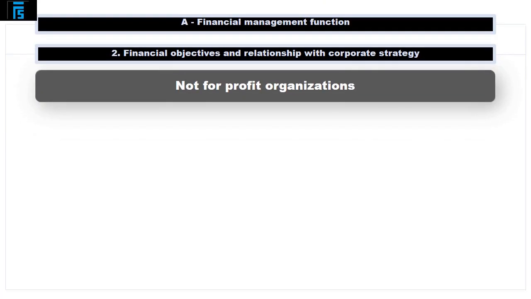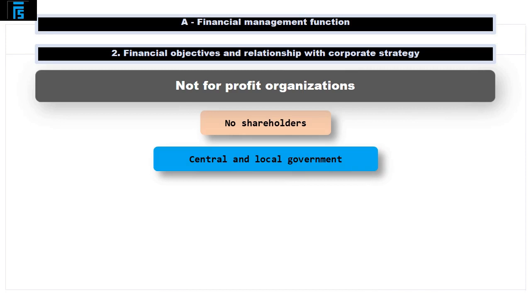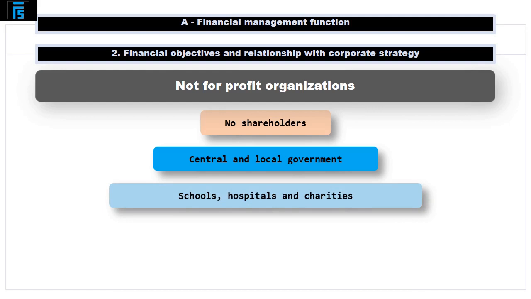Not-for-profit organisations. So far, this presentation has assumed that all businesses are profit-making, or at least trying to be, and that they aim to maximise shareholder wealth. Clearly, this is not the case. Many organisations are non-profit-making, and often these will not have shareholders. Examples will include central and local government, public sector organisations, for example schools, hospitals, etc., charities, and so on.